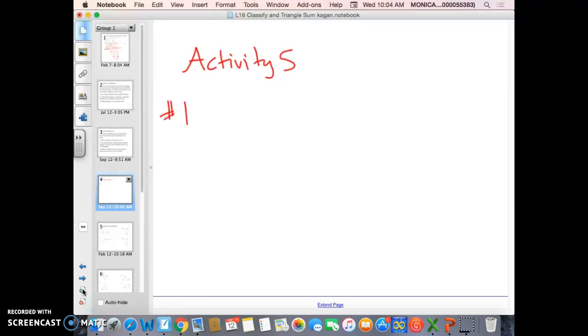So it says I'm going to draw an isosceles triangle. Well, what do I know about an isosceles triangle? Well, I know that two sides are congruent. So how do I mark that? I put little tick marks to show that those two are congruent. And I know that these are called my base angles. So these are my base angles, and this is my vertex angle.